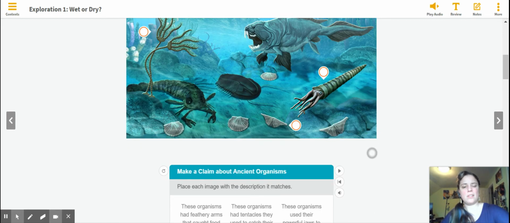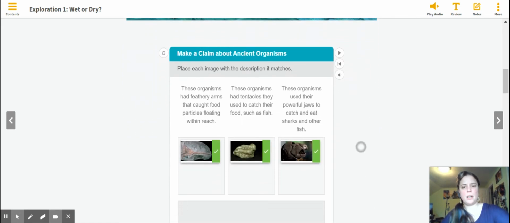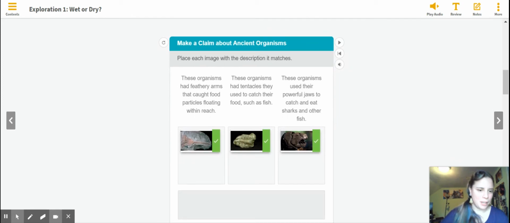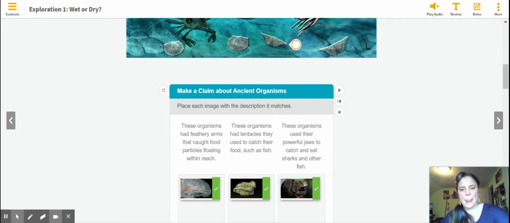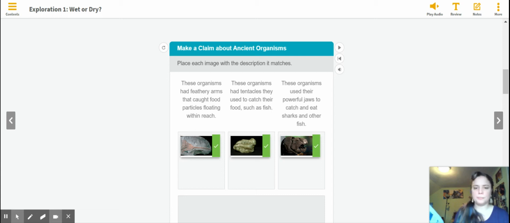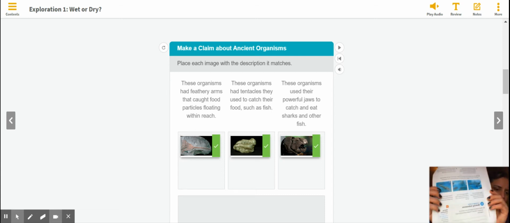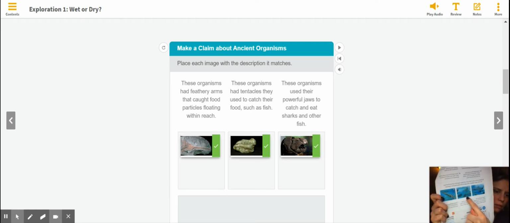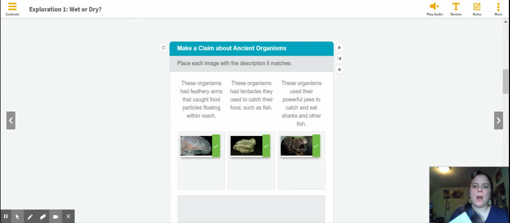All right, so now that we've learned a little bit about each one, we need to make a claim about each one. So let's see. These organisms had feathery arms that caught food particles floating within reach. Well, when you look at your packet, do you think it's the squid, the plant-like thing, or the fish? If it had feathery arms, it was probably the plant-like thing.